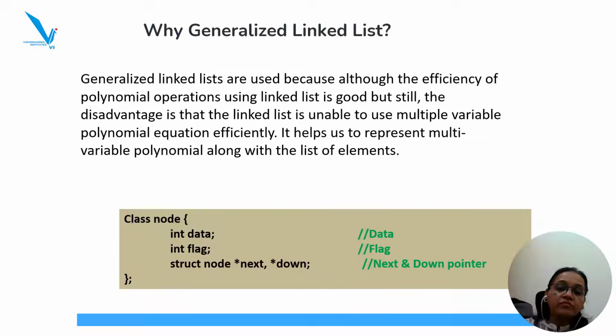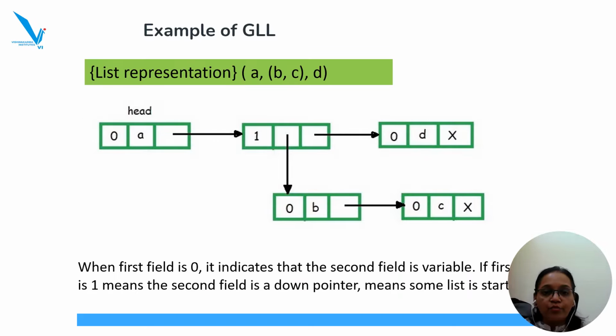Now, how to write a class for that? We have to write class node. We have integer data to store our data, then we have the flag, and then we have the two pointers, the next pointer and the down pointer. This is an example of GLL.